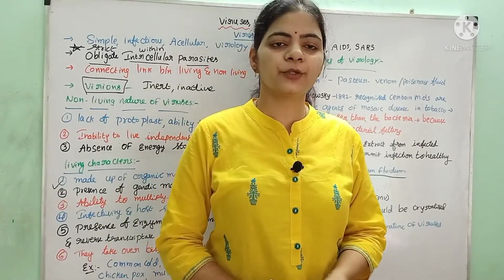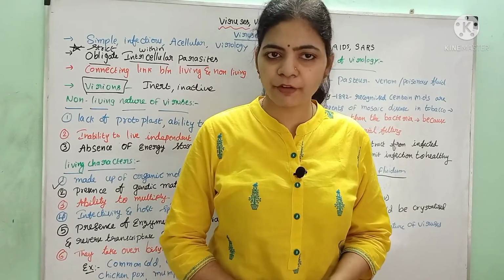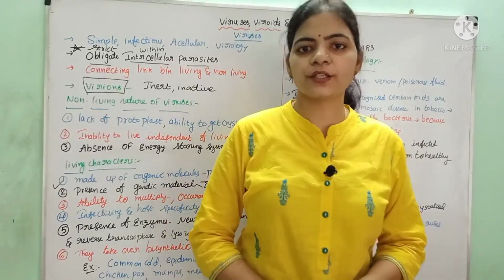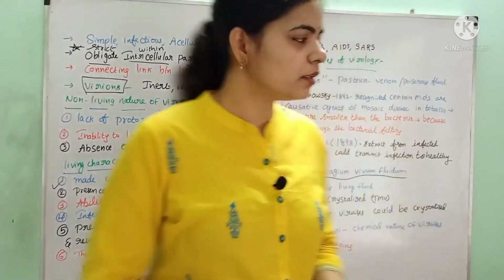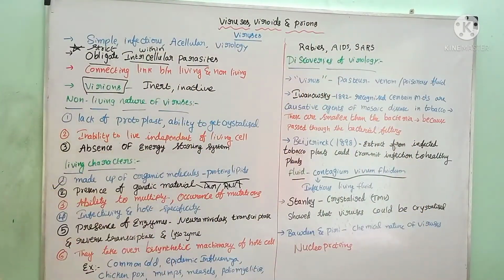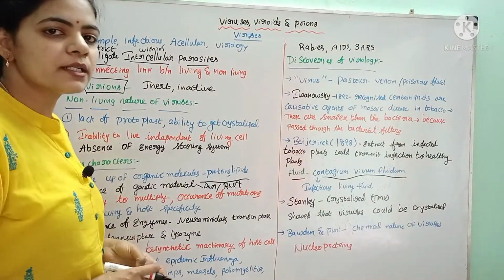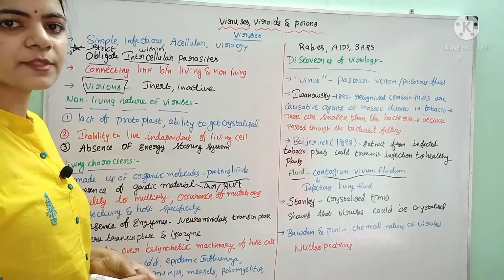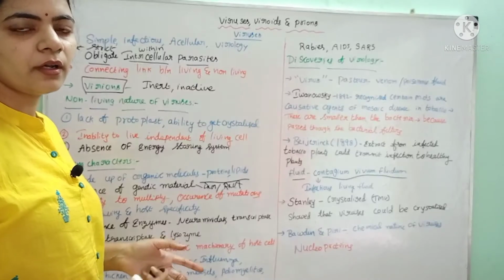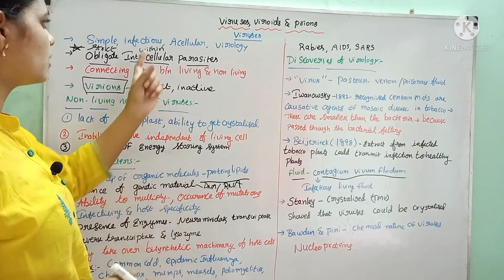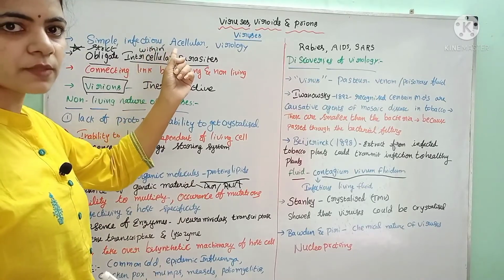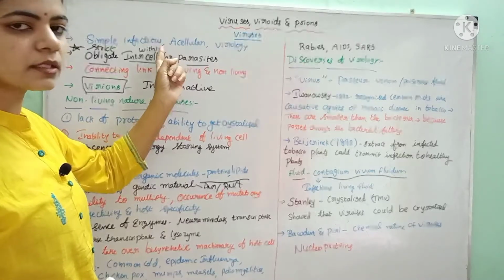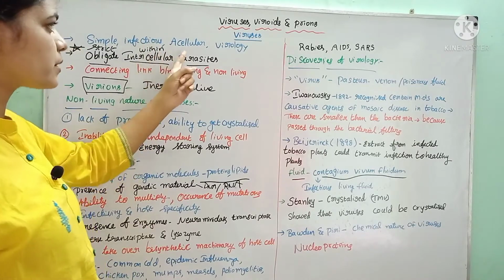In this video, we are going to study about viruses, viroids and prions, the last part of the biological classification. The first one is a virus. So the viruses, they are simple organisms. The body is not made up of highly complicated structures, and they are infectious. Infectious means they can cause infections when they enter into the host.